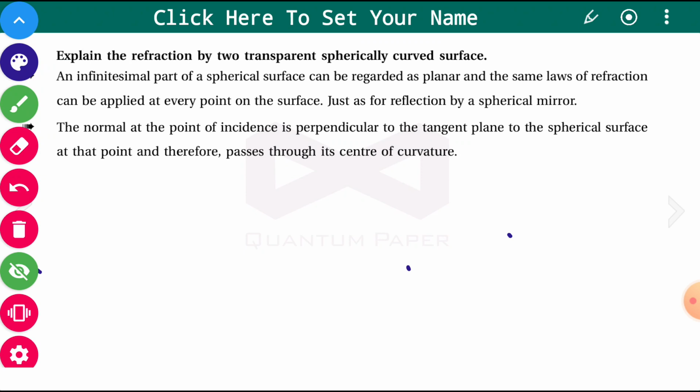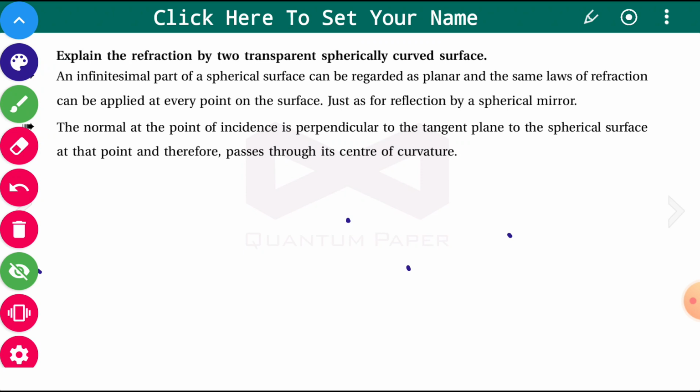Okay, laws of reflection can also be applied. Both the laws can be applicable to a very small spherical or infinitesimal part of a spherical surface, because that small part is a plane surface. As we have a flat surface here on the earth, because this small part of the earth is flat, but the earth as a whole is a spherical surface.